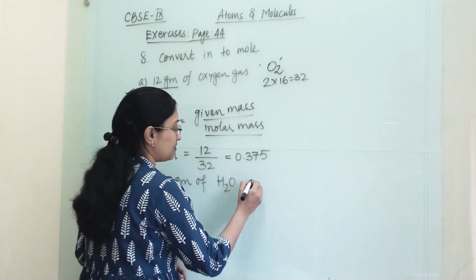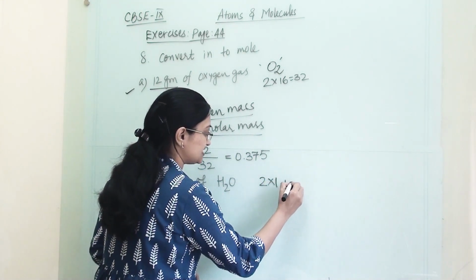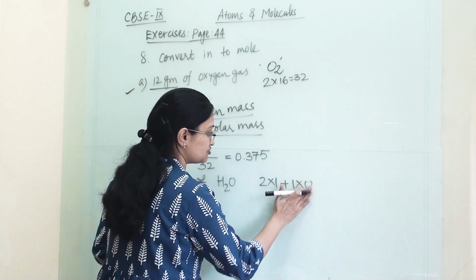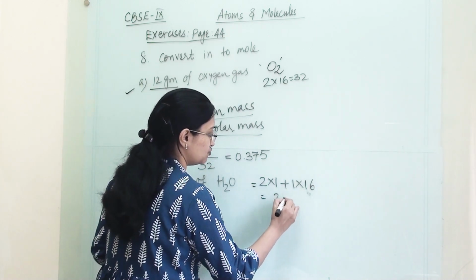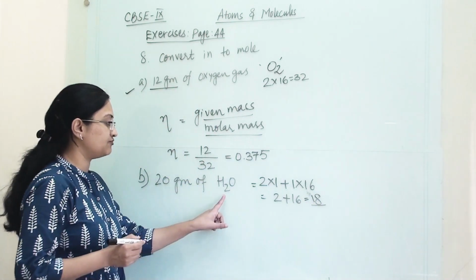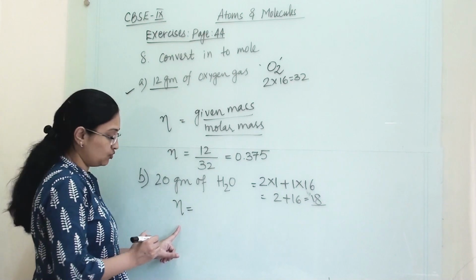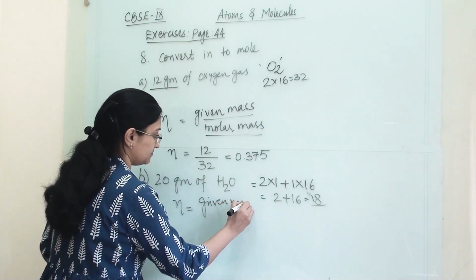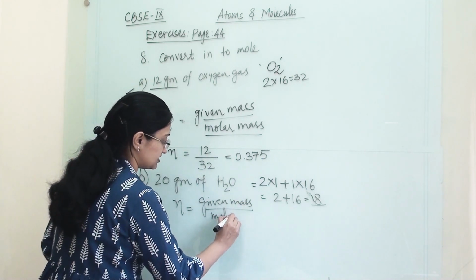What is the molecular mass of H2O? So 2 into 1 plus 1 into O. O is oxygen, so here we are taking 16. So the answer is 2 plus 16 equals 18. So 18 is the molecular weight for water. So here n equals number of moles, which is given mass divided by molar mass.